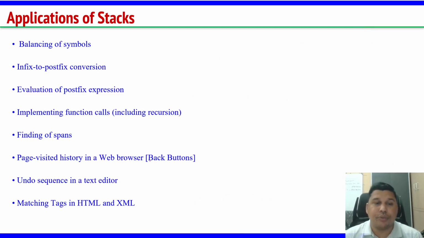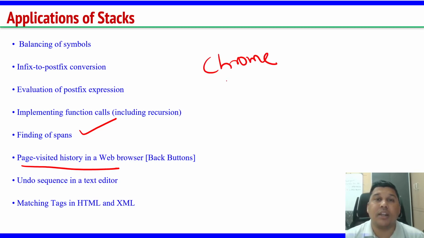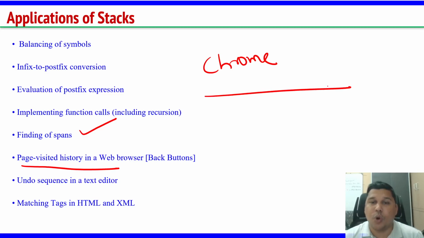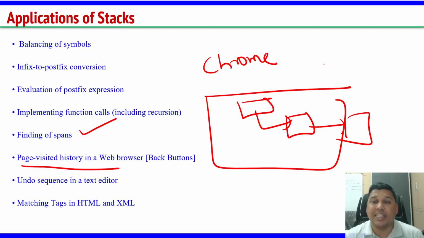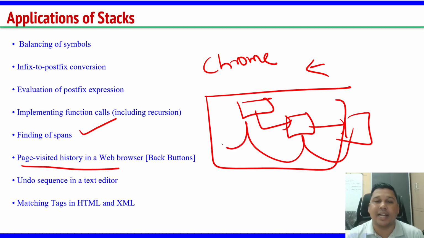Okay. Next, finding spans and page visited history. See, when you are opening the Chrome browser, you opened your university page. From there you clicked on department. From there you clicked on faculty. From there you clicked on his profile. When you click the back button, where does it go? It goes back here. It comes to the landing page. So it uses the stack data structure.